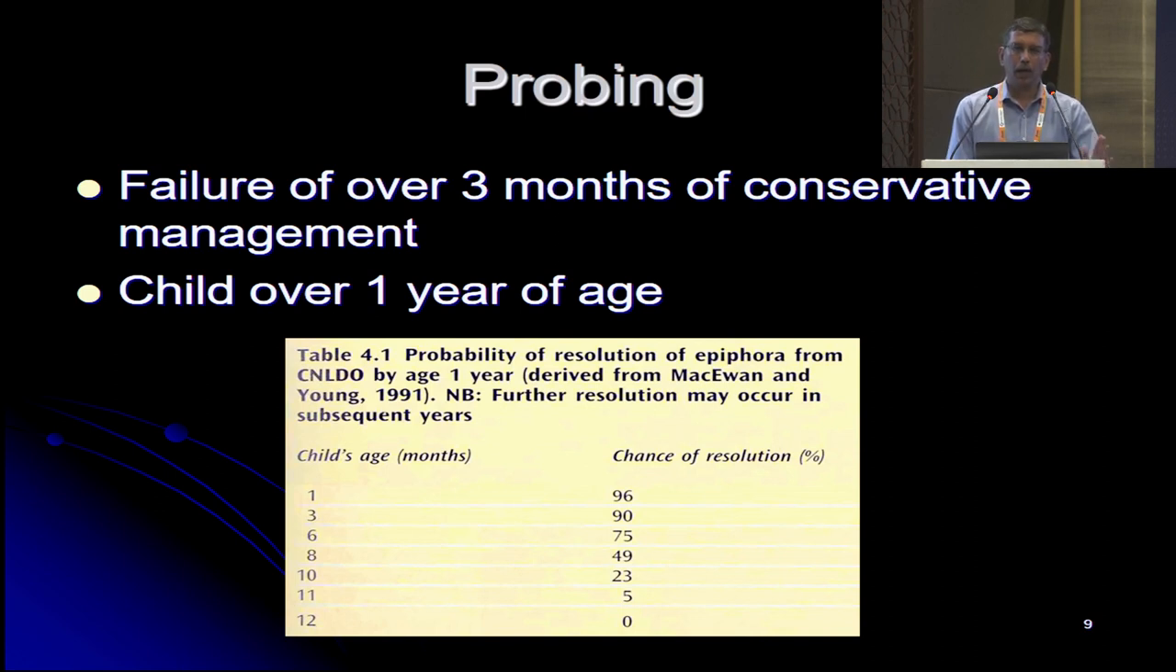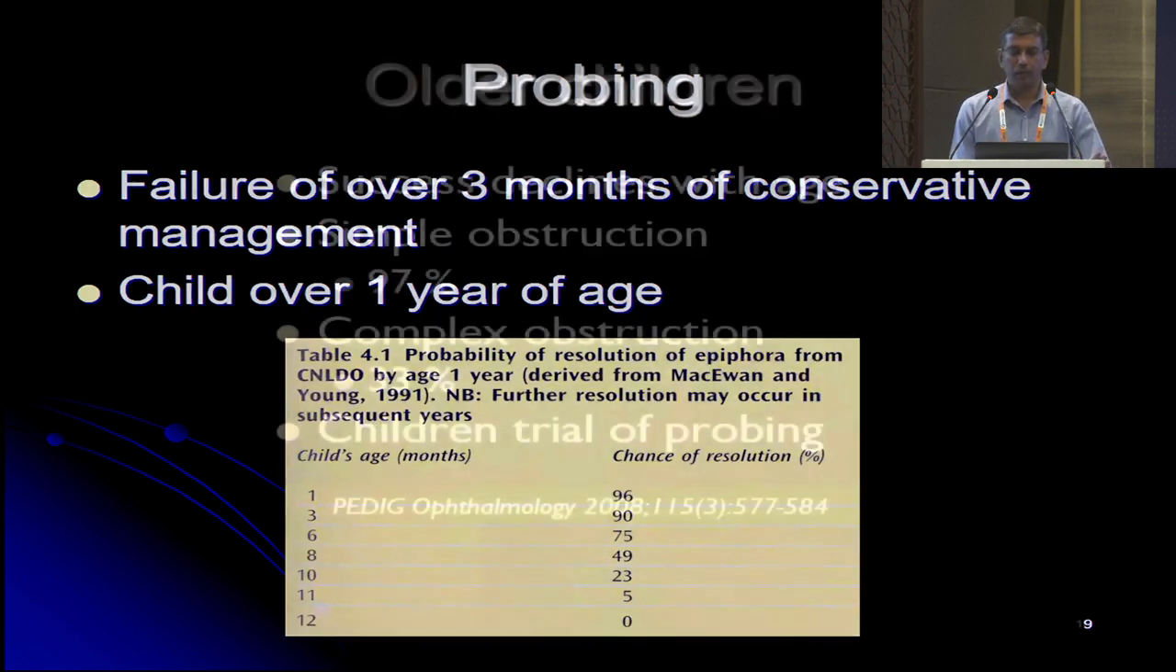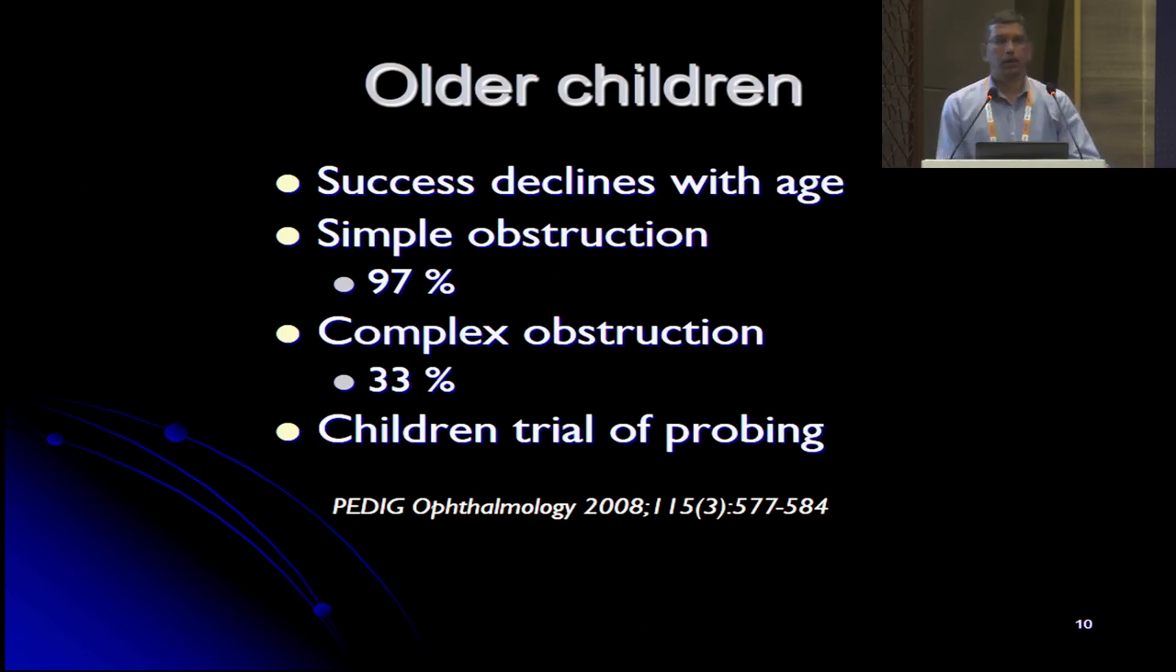So what is the ideal time to go in? When is the ideal time to get the patient under anesthesia? It is about 9 to 12 months. If the patient has not improved after 6 months of proper Crigler massage, and symptoms continue, then you need to check where the blockage is and whether you can open it. So the best time is around 1 year of age. The chances of success decline as the age of the child increases. Simple obstruction and complex obstruction both need to be dealt with at around 1 year of age.